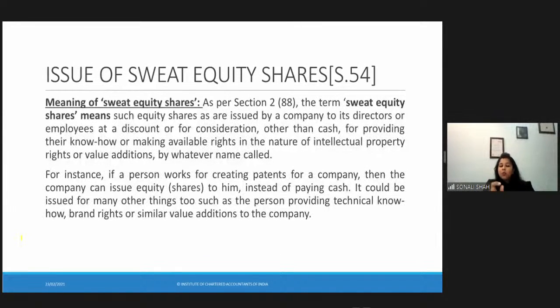So this term sweat equity shares is defined under section 2 clause 88 of the Companies Act. And sweat equity shares are such equity shares as are issued by a company to its directors or employees at a discount or for consideration other than cash for providing their know-how or making available rights in the nature of intellectual property rights or value additions by whatever name called.